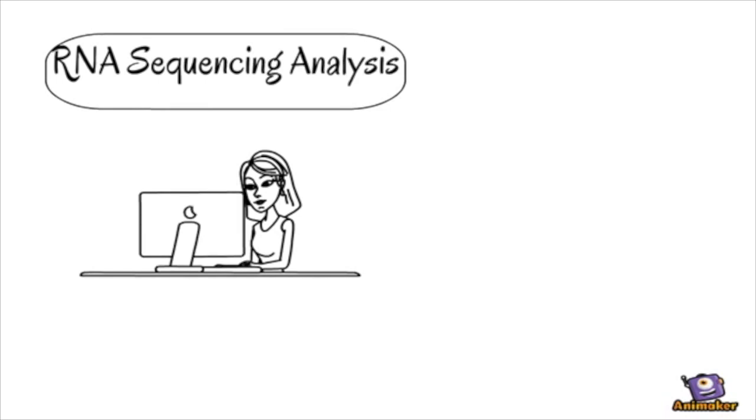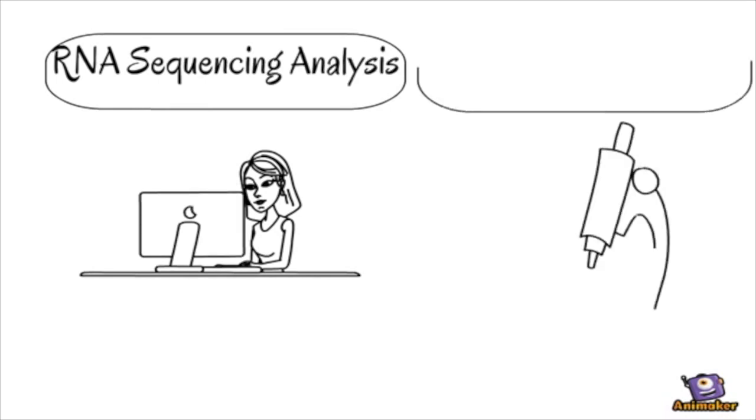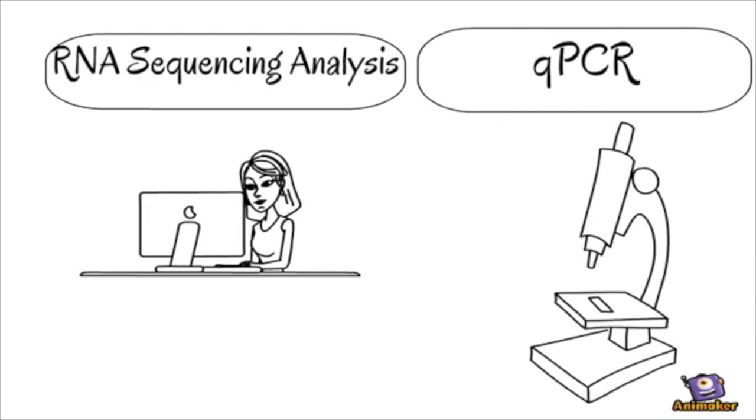A two-pronged approach could help us identify these genes. Using RNA sequencing analysis, we can pick out genes that escape inactivation, and then use quantitative polymerase chain reaction to confirm underexpression in Turner syndrome samples.